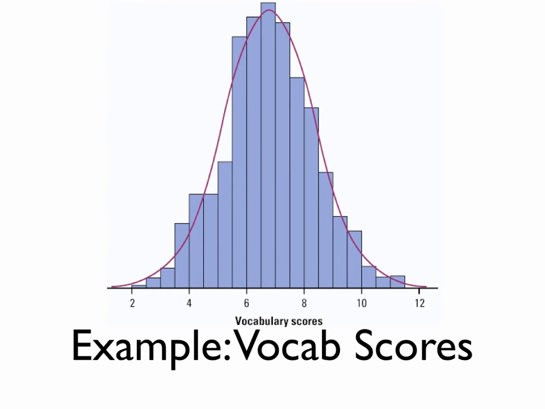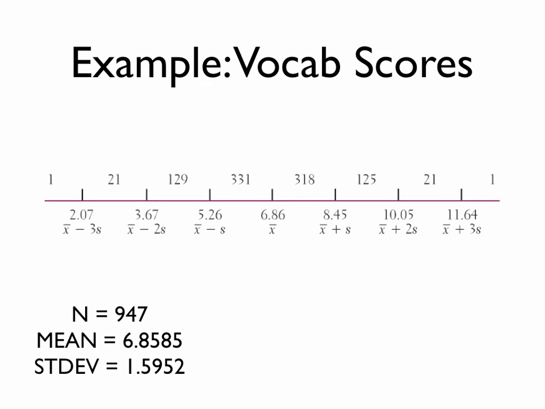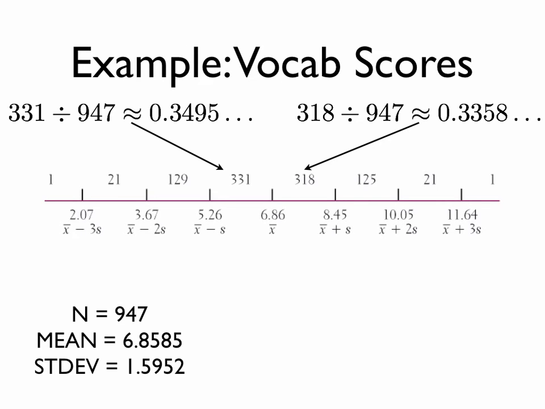Here we had vocabulary scores. Clearly they're symmetrical, they follow that bell-shaped curve, so it would be reasonable to expect that they're normally distributed. And then if we were to look at the individual scores, the mean of all of those 947 scores was 6.85 with a standard deviation of about 1.6. If you mark off on a number line and then count the number of observations, we should have about 68% of scores between one standard deviation below and one standard deviation above the mean. And we would continue that for the 95% and 99.7%.